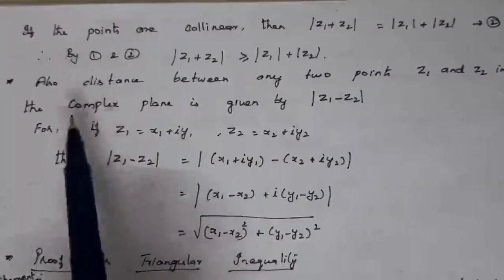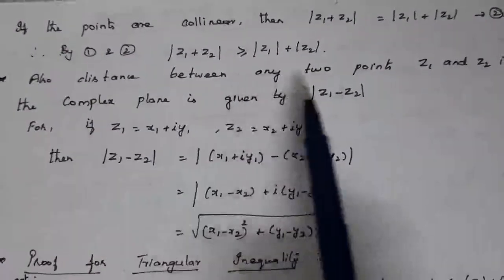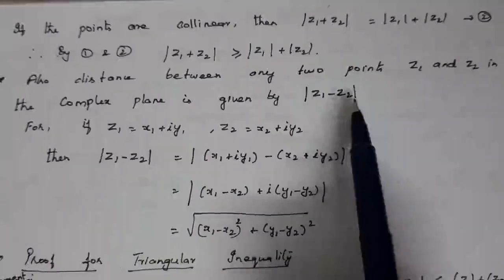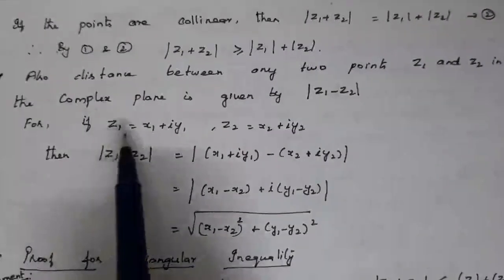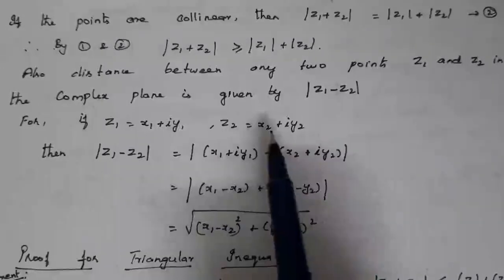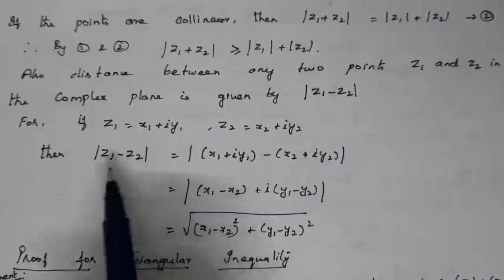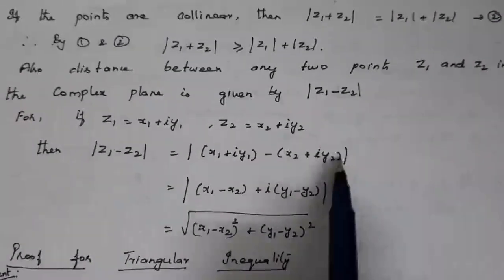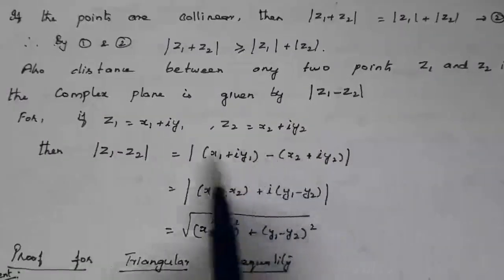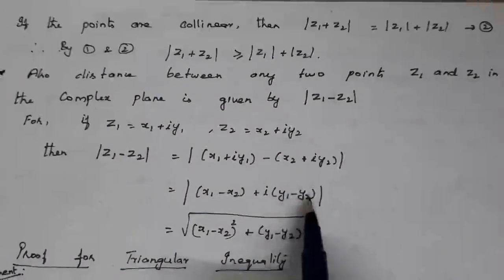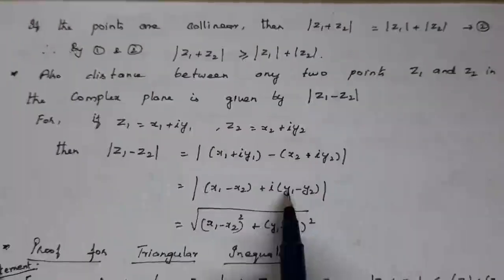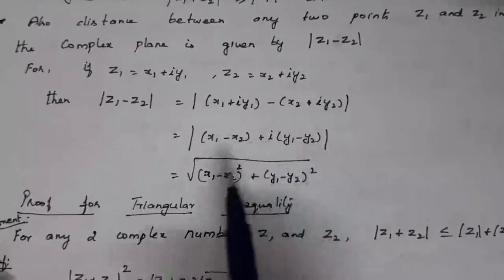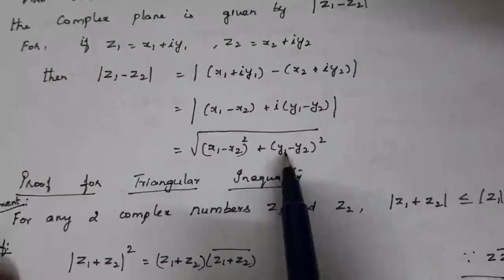Now, the last property is that the distance between any two points z1 and z2 in the complex plane is given by modulus of z1 minus z2. So, if z1 is taken as x1 plus i y1 and z2 is taken as x2 plus i y2, then what is z1 minus z2? x1 plus i y1 minus x2 plus i y2, under modulus. Rearranging them, x1 minus x2 plus i into y1 minus y2. So, what is the modulus of this complex number? Square root of the sum of the squares of the real and the imaginary parts. So, (x1 minus x2) squared plus (y1 minus y2) whole squared.